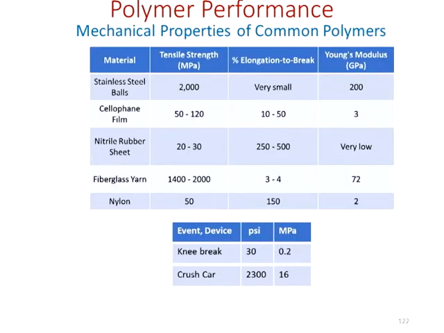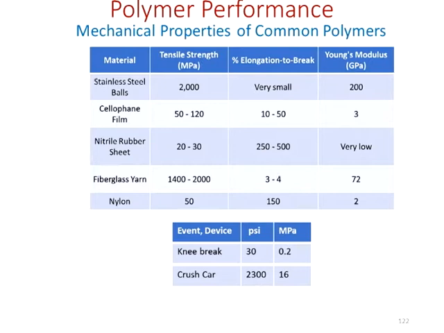So now that we've talked a little bit about these, let's try to give you an idea of what types of materials fit within these. So we show you some tensile strengths here of some common polymers, and we show you also the elongation and the Young's modulus. So in this first table we show you a comparison using stainless steel balls, just to give you an idea as a reference point there.